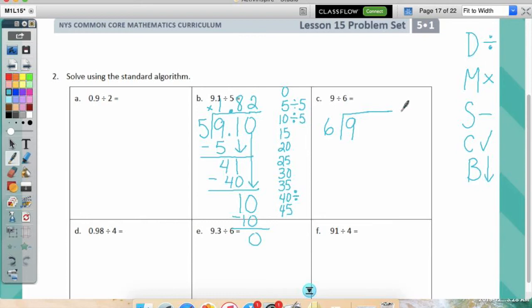What should I skip count by? 6. Oh, it's my happy song. Anybody want to sing it with me? 6, 12, 18, 24, 30, 36. Go ahead and stop there.